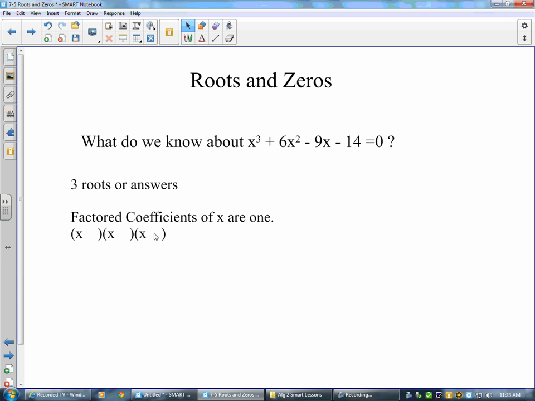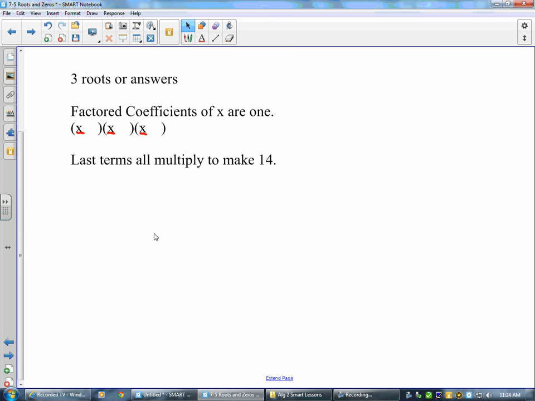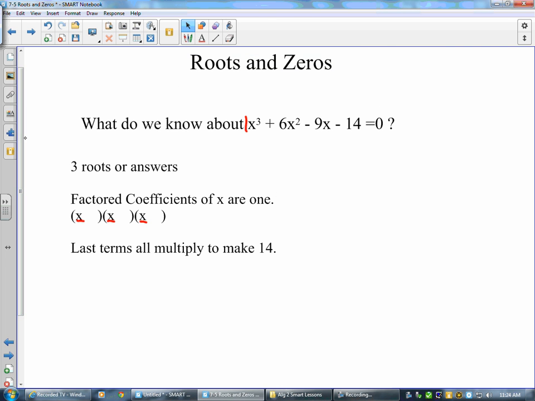We also know that the factored coefficients of x are 1 because the x cubed has a coefficient of 1, so each of the factors would have to be a 1x. We also know that the last terms all multiply to make 14. So each one of these spots has to multiply to make 14.